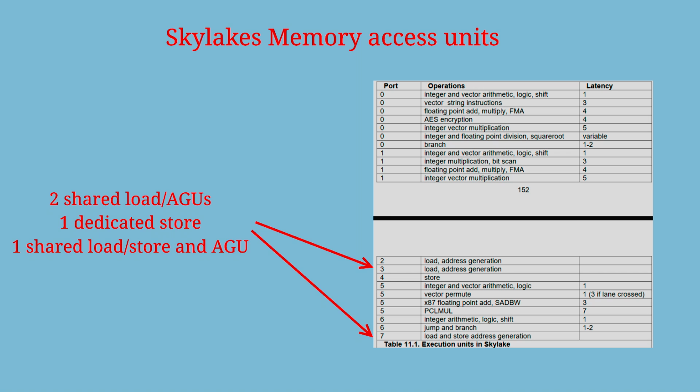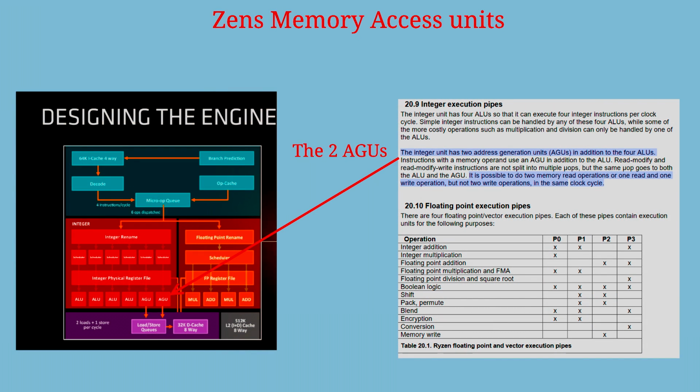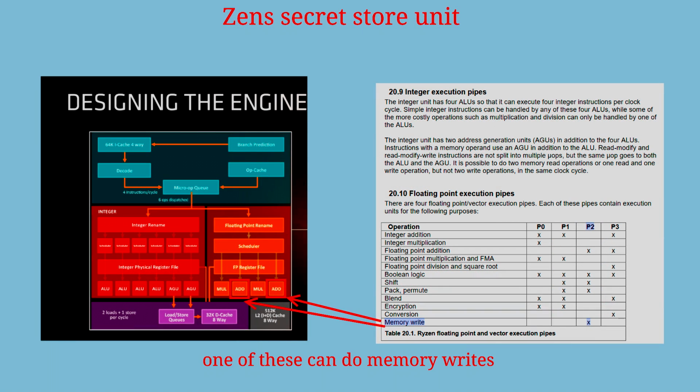Now looking at Zen's execution units, they are a little more complicated. So Zen has two AGUs for address generation, which allow for up to 2 loads per clock, the same as Skylake, and also a single load and a single store, together which may be lower than Skylake. However, there is actually another memory access unit in the core. According to Dr. Fog, one of the other FPUs in the core can do memory writes, which allow for the Zen core to do up to 1 memory read and 2 memory writes per clock. This configuration may actually be advantageous to the Zen core in memory-intensive workloads.